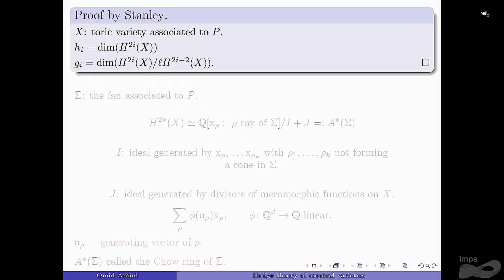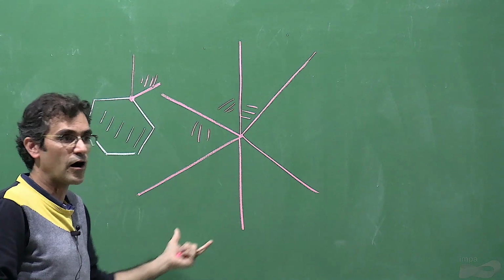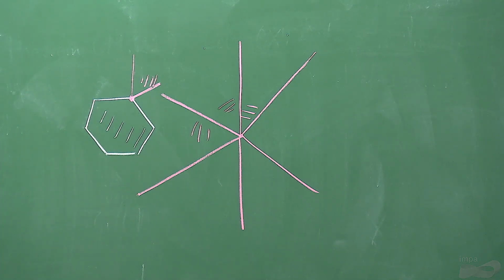So basically, this is the proof of all the statements of the previous section. This is a beautiful proof by Stanley. So why did I talk about this? Because let's look at what is exactly happening here. Maybe we can get rid of the toric variety and just work with this one, which is in a sense the building block of the theory of tropical varieties.